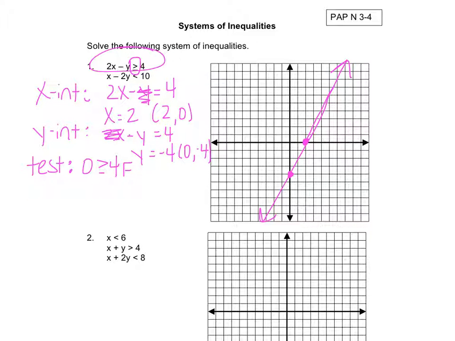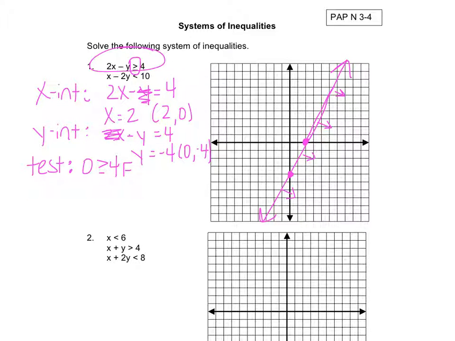0 is not greater than or equal to 4, so that's false, which means I would need to shade away from the 0, 0. Now, on these problems, since we're having to shade multiple inequalities, I'm just going to draw an arrow below this line, so that way I know this is where I would need to shade, and then I'm only going to shade my actual solution at the end. Okay? But if you want, go ahead and shade below the line, shade the other one, and then see where they're both shaded. So you're more than welcome to shade each one and then make sure you darken the double shaded area.